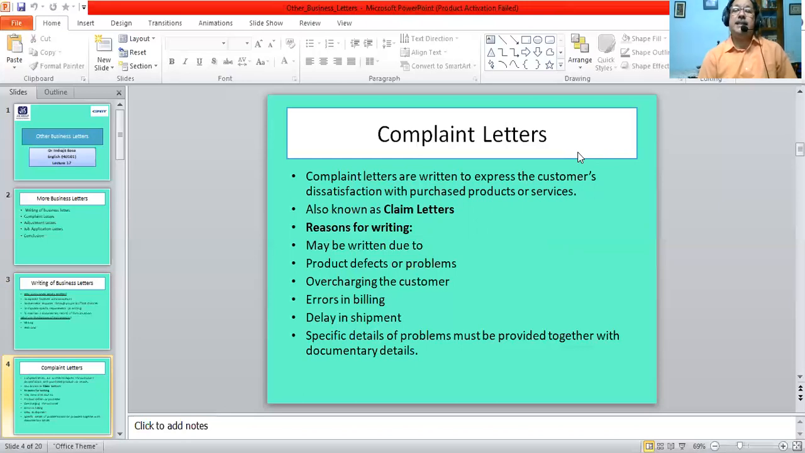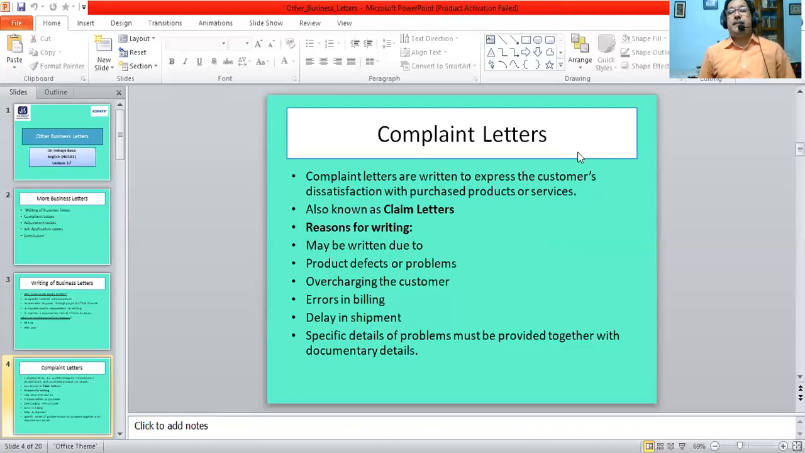Now, there can be various reasons why these claim letters may be written. They may be written due to product defects or manufacturing defects or problems, or due to some kind of product malfunction which is discovered after the customer takes the product out of packaging, or due to overcharging of the customer or billing errors of some kind, or due to delays in shipment or wrong goods being supplied, or errors in quantity, or mismatching goods or poor quality goods, or due to unsatisfactory or poor quality services.